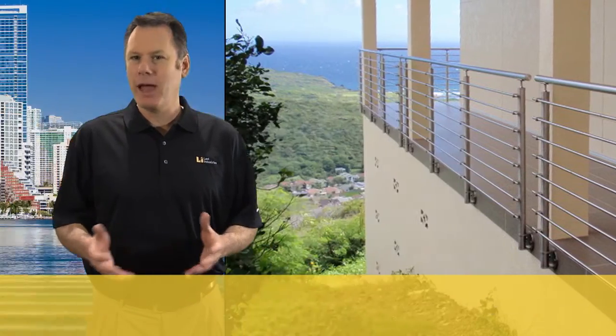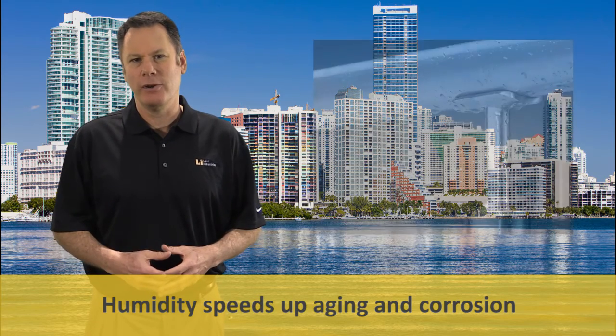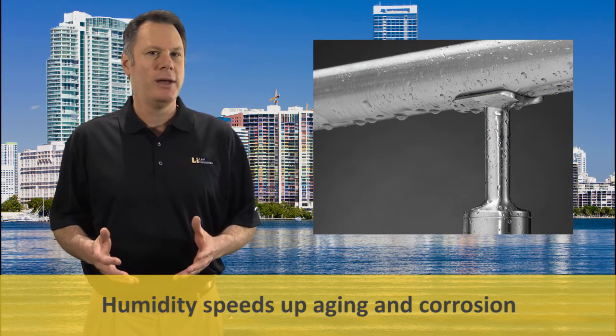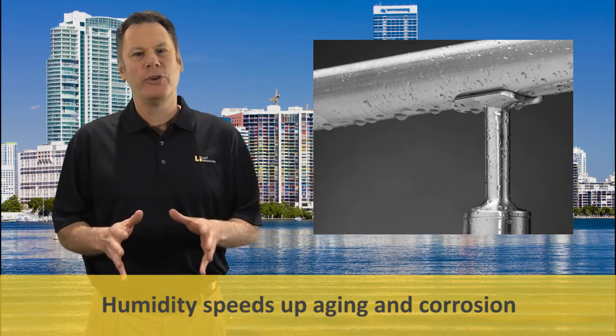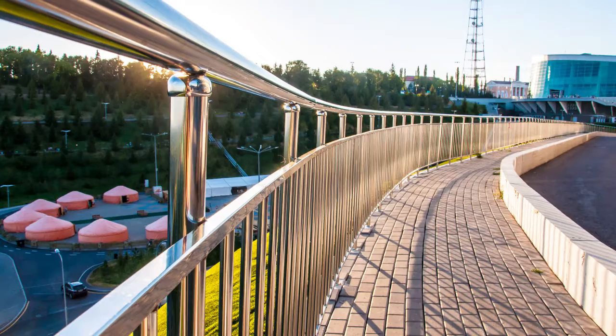Environment, geographic location. The environment and geographic location of a railing project may dictate its material selection, including the finish or coating. For example, is the climate humid? Humidity can speed up aging and corrosion. When the climate is humid, a more corrosion-resistant material is required, especially for outdoor railing projects.